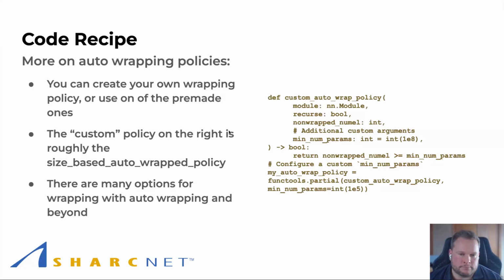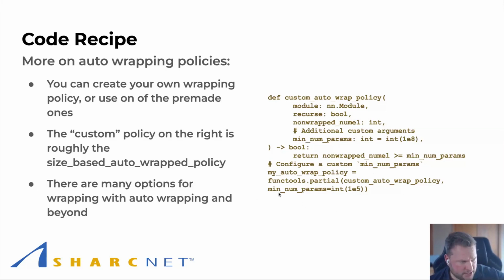And then for this one, this custom auto wrap policy is essentially the size-based auto wrap policy. We also have the minimum number of params. And then there's also this non-wrapped num elements, which is just that FSDP keeps track of how many elements aren't wrapped in the current module. So the return here compares the number of non-wrapped elements in the unit with the minimum number of parameters. And if it's bigger, it wraps it in a unit. So that's the bare recipe for creating a custom policy.